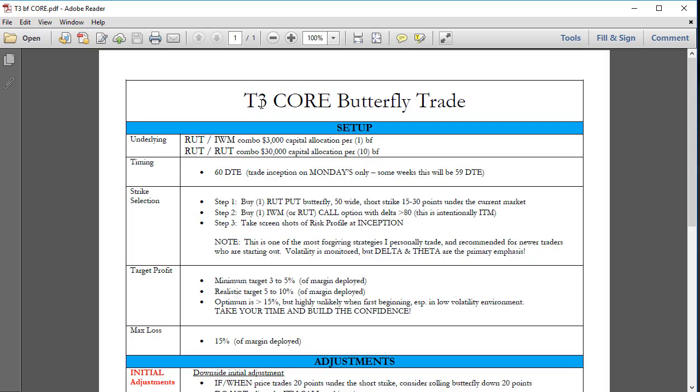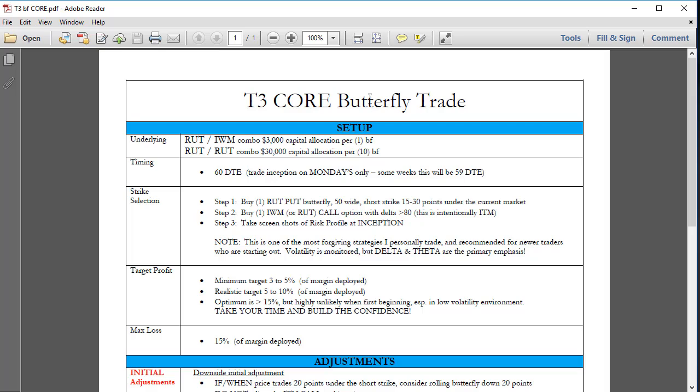And so this is one of those trades that is a little bit more advanced. It does have a few more moving pieces to it, but it is as resilient as they come if you manage it properly and you understand how it's constructed. So let's just run through the guidelines and the setup on this one.